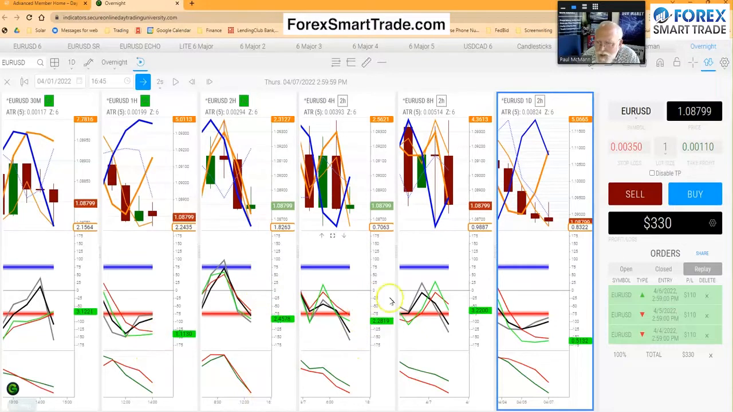You know what? I'm actually going to take the buy. I'm going to go with the green line is kinked up on the day chart, and we've got these kinks in the line here. So let's go ahead and take a buy.